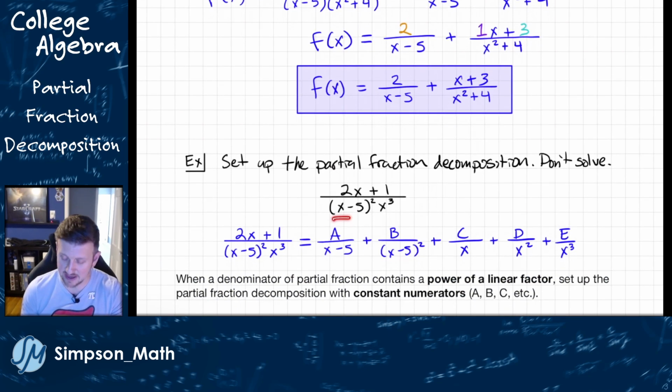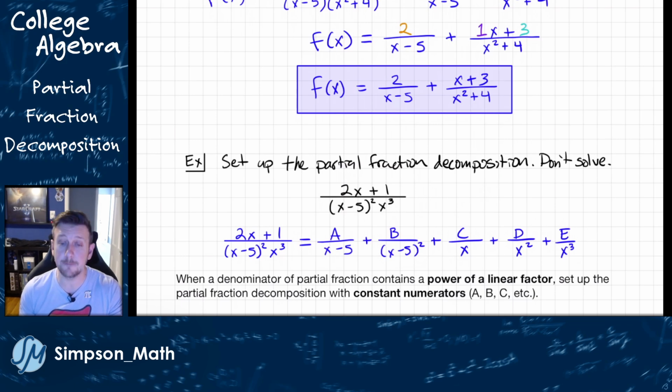So I have x minus 5 squared. So that linear factor is occurring twice. So I need to include the base version just to the first power, then to the second power. Then I have x cubed. It's x times x times x. So that linear factor is occurring 3 times. So I'm going to include an x, then an x squared, and then an x cubed. So you must include every value leading up to it.